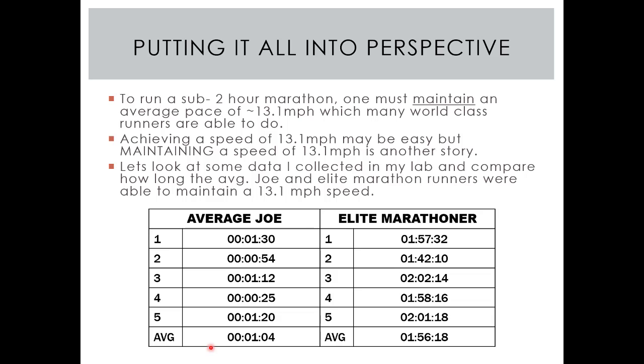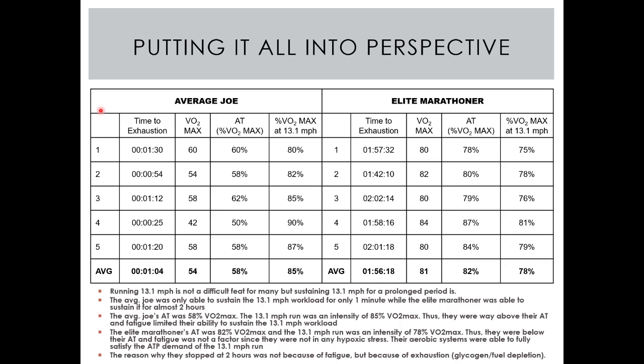Now, this data also demonstrates that simply achieving 13.1 miles per hour is possible for many, but sustaining 13.1 miles per hour without fatigue is a whole other story. Achieving and sustaining such a high workload is exemplary of muscular endurance, as shown by the elite marathoners. So the important question is why? Why is the elite marathoner able to maintain 13.1 miles per hour for a significantly longer time than the average Joe? The obvious answer is the average Joe during the 13.1 mile per hour run experienced muscular fatigue, while the elite marathoner did not. But what explains this from a physiological perspective?